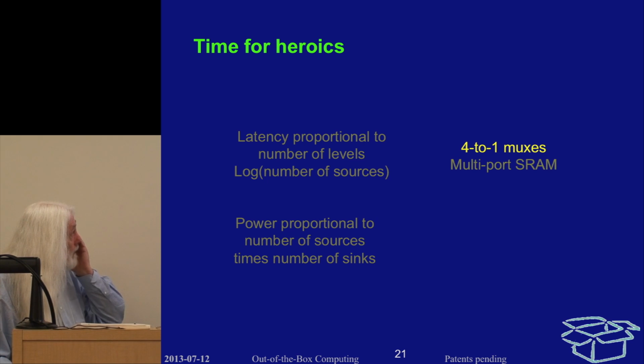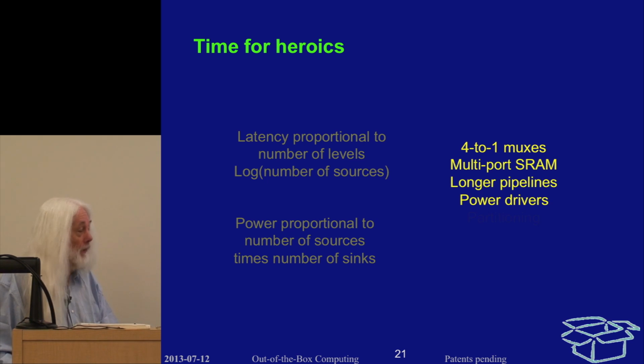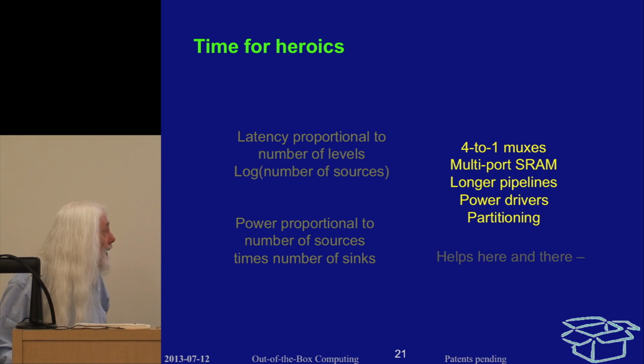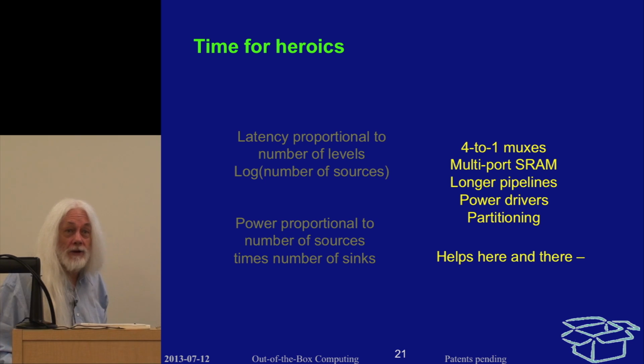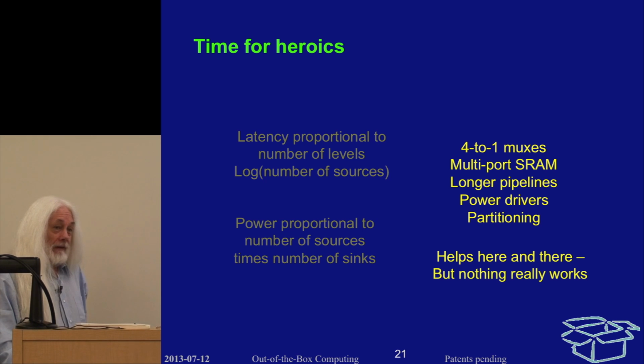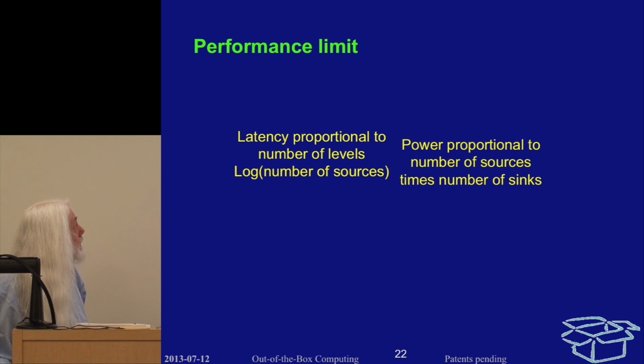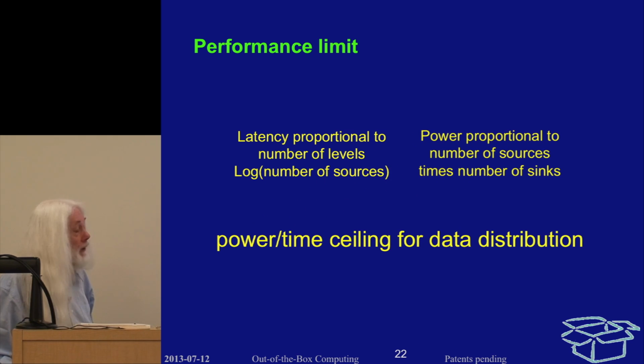There are solutions, there are alternatives. These and many more have been tried. These and many more actually exist in the chips you use. They all help, but nothing really solves the problem, which is why the superscalar had 30x the power cost of the VLIW. The VLIW doesn't have 500 sources. It had 8 sources. So the performance limit is the power time ceiling for data distribution.